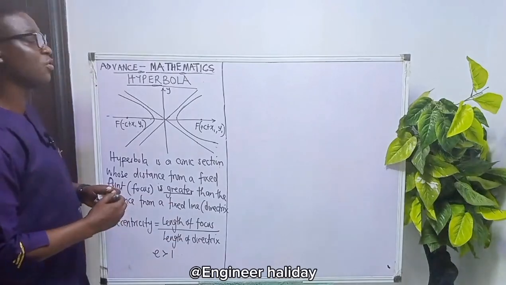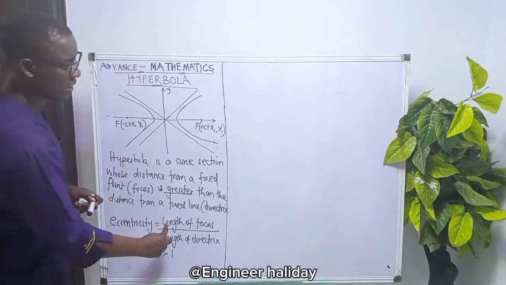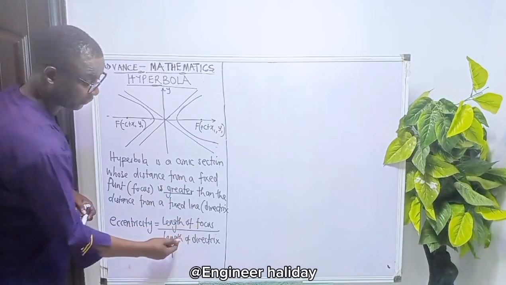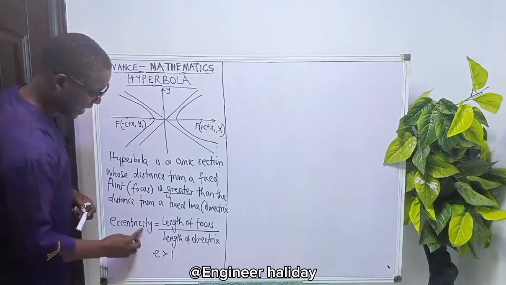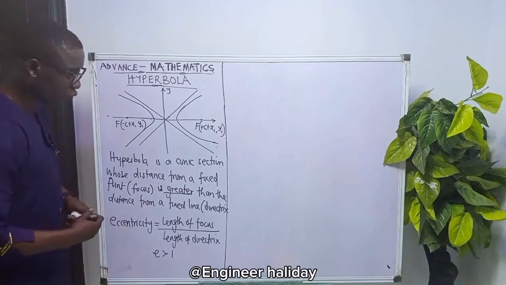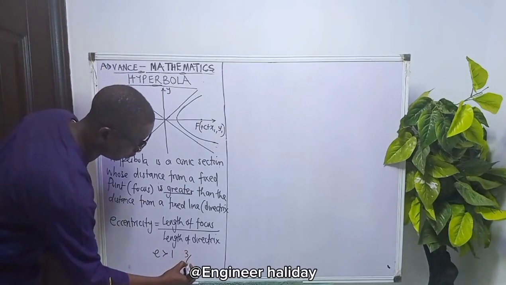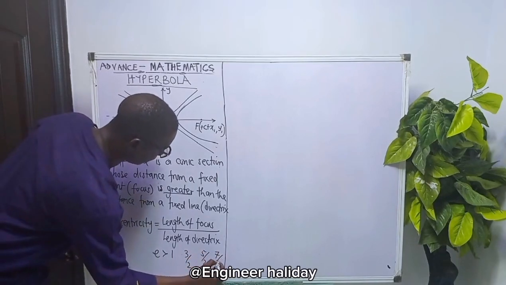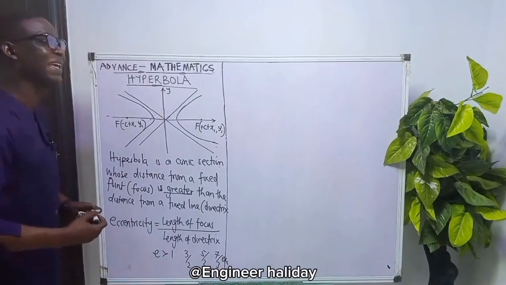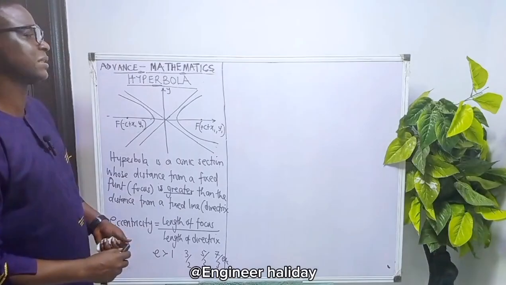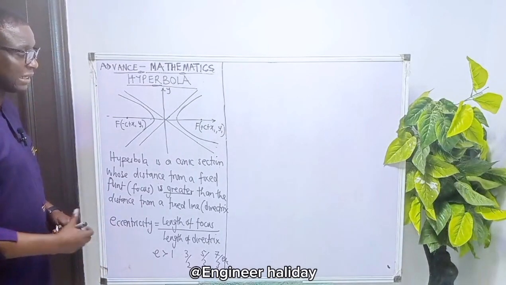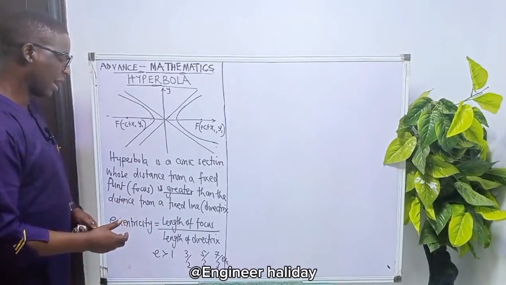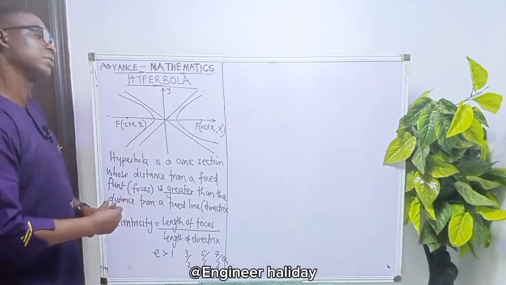So in this case, it's not like the ellipse, where the length of focus is smaller than the length of directrix. Because the length of focus is higher than the length of directrix, eccentricity will be greater than 1. So you should be expecting a value of 3/2, 5/2, 7/3, and so on. They cannot be less than 1, maybe 1/3, as eccentricity. And don't forget the length of focus. We have told you how to find the length, and we also want to see a question on that.